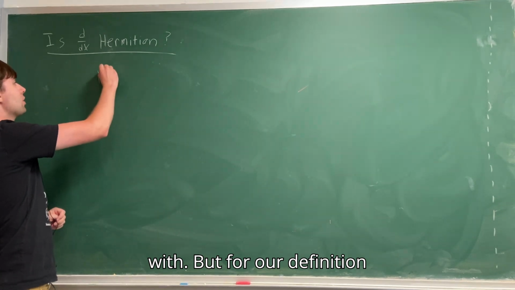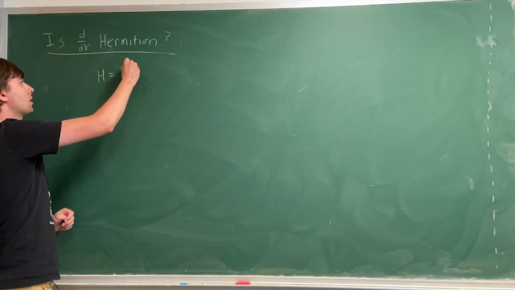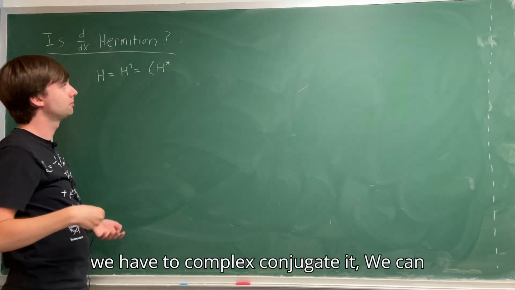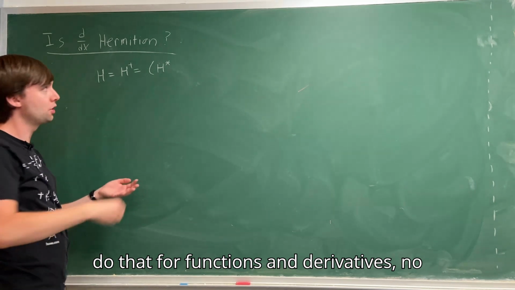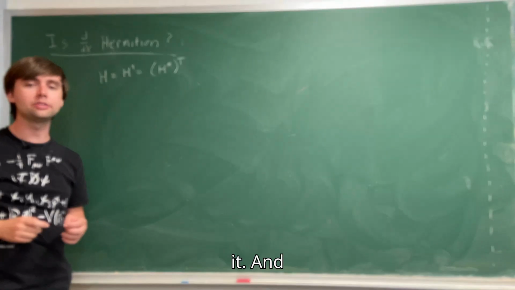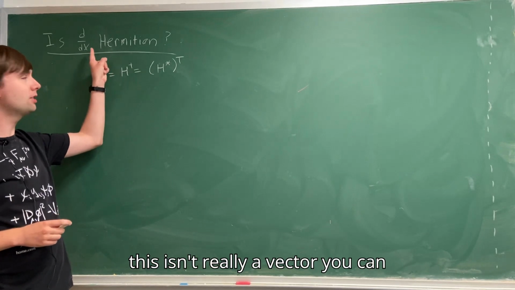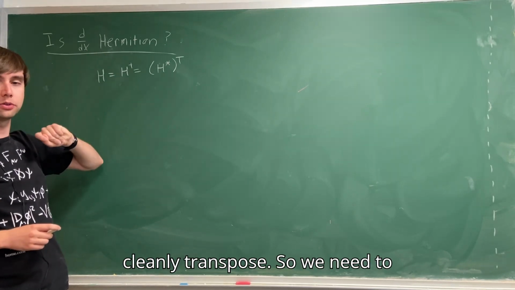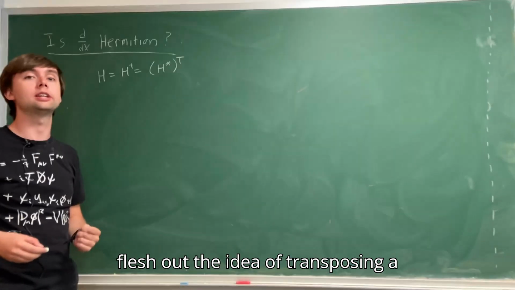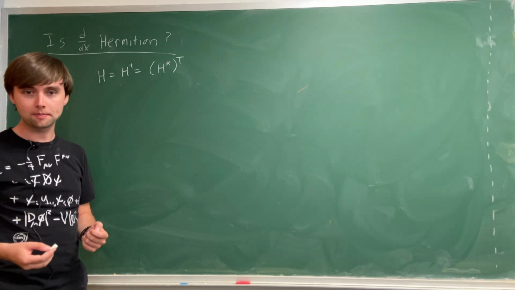But for our definition of Hermitian, we have to complex conjugate it. We can do that for functions and derivatives, no problem. But we also have to transpose it. And this isn't really a vector you can cleanly transpose. So we need to flesh out the idea of transposing a little bit more.